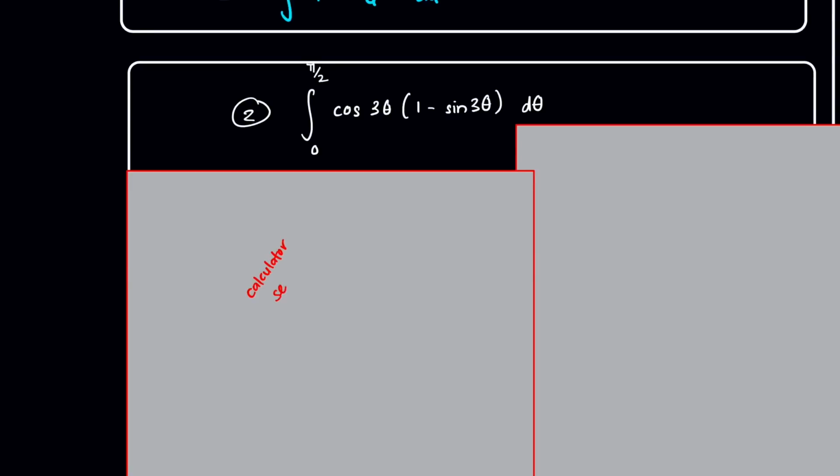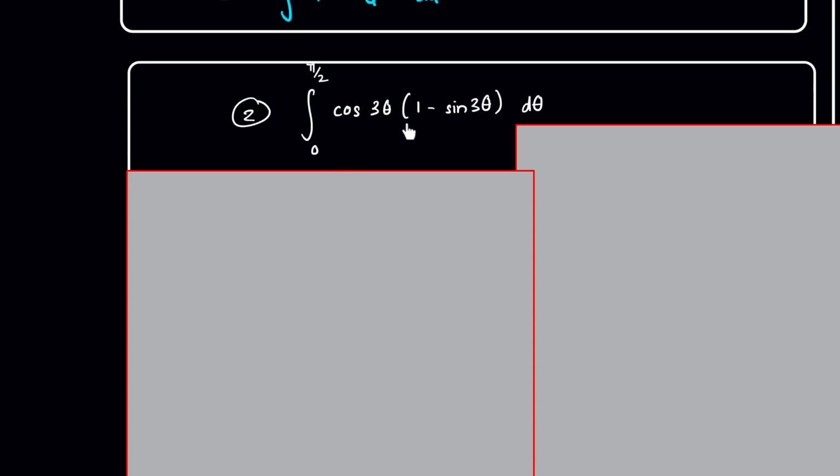Calculator set to radian, R-A-D-I-A-N mode. Okay, or normally they just put R on the calculator. So by default, your calculator is at degree mode. So when you deal with pi, make sure to change it into radian mode. So back to this integral.